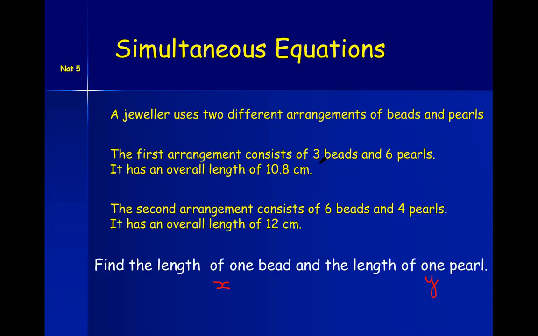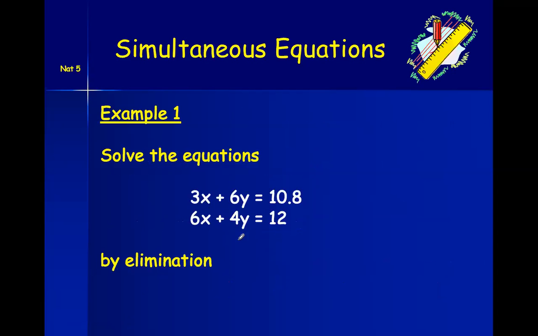So that means if I've got 3 lengths of x and 6y, it will be 10.8 centimeters in that first case. Whereas in the second case, if I've got 6x plus 4y, the length will become 12 centimeters. Now I'm looking for x and y. I'm just going to write exactly that using algebra. 3x plus 6y is 10.8. 6x plus 4y equals 12. So I need to solve this by elimination.